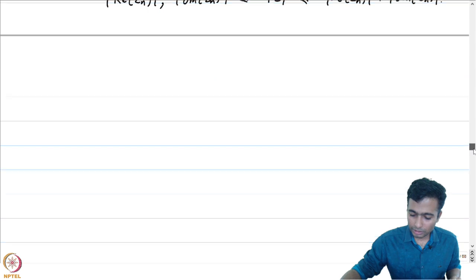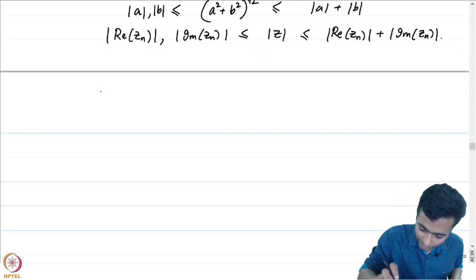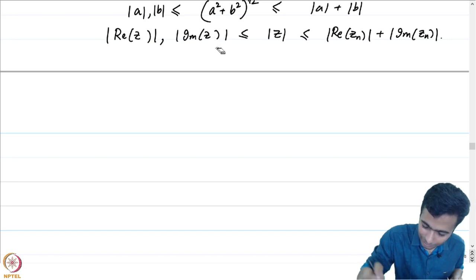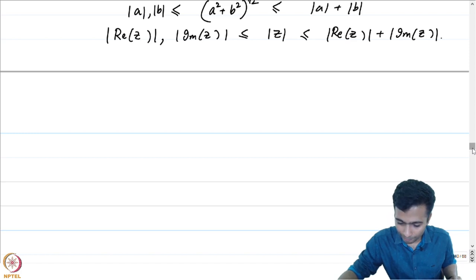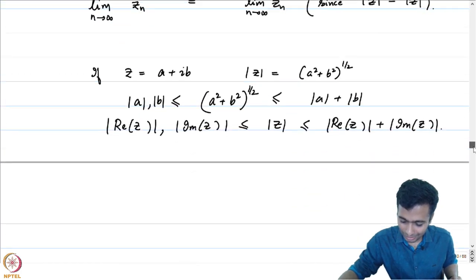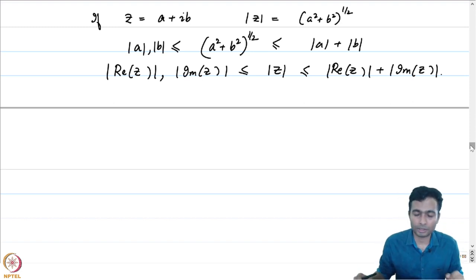Okay, what does this manifest as? Where is the n coming from? N is only going to come, I'm writing it before it's coming into the story. Yeah, so these are the inequalities we can talk about for a complex number Z.